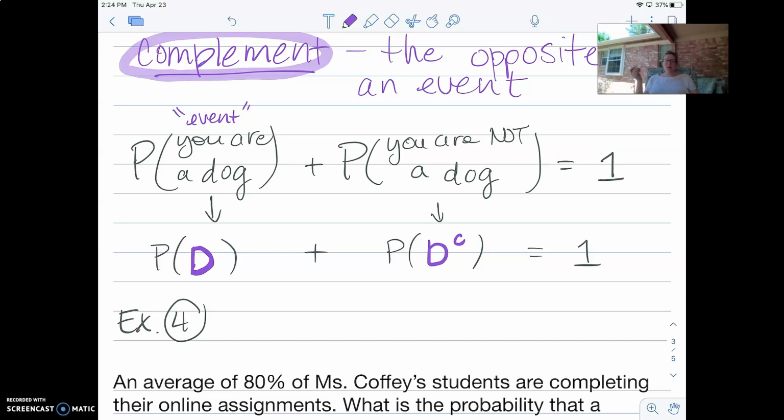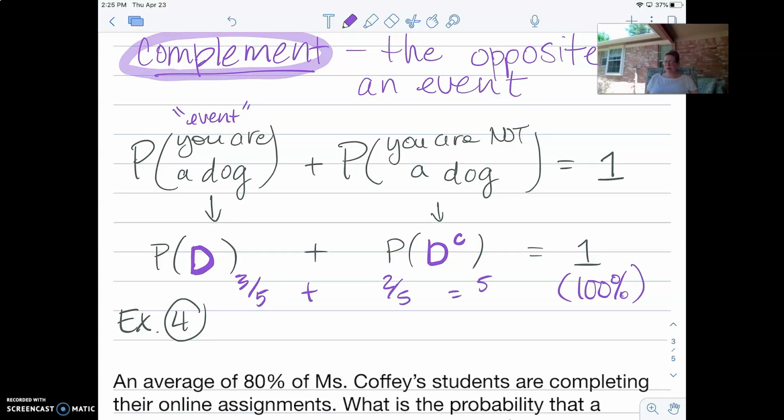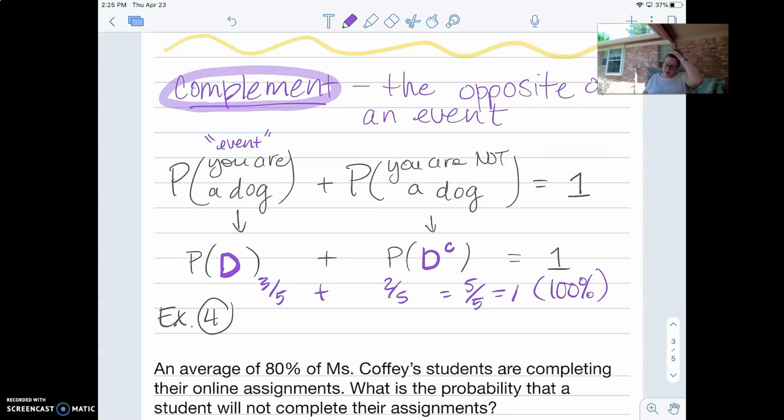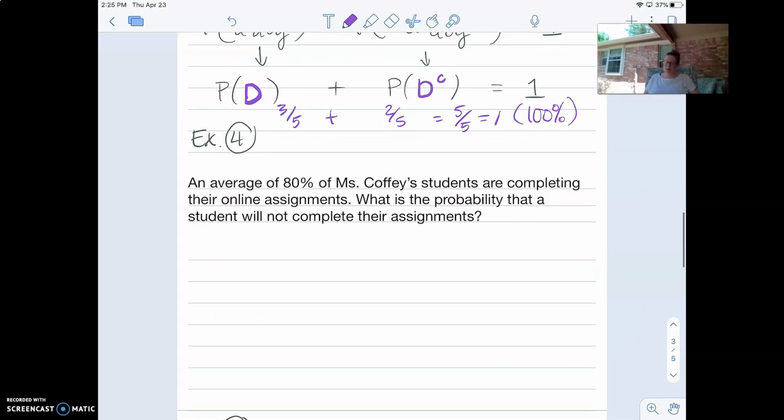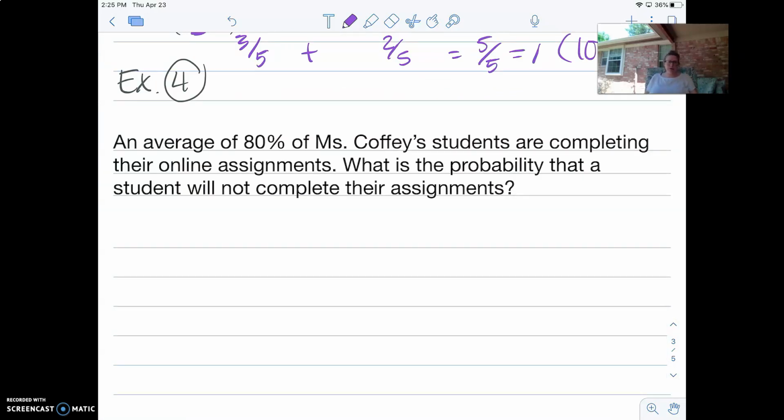The thing about complements is that when you add the complement with its event, it will always be 1 or 100%. So you're either going to be a dog or you're not a dog. You either have blue eyes or you don't. When you combine those two options, the number of mammals that are dogs, 3, plus 2, equals the total sample space, which is 5. So 3/5 plus 2/5 is equal to 5 out of 5, which is 1. Sorry if I over-explain that, but I just want to make sure you understand what that means. It's really a lot of common sense here, so you really don't even need to write this problem down. This is very, very simple.